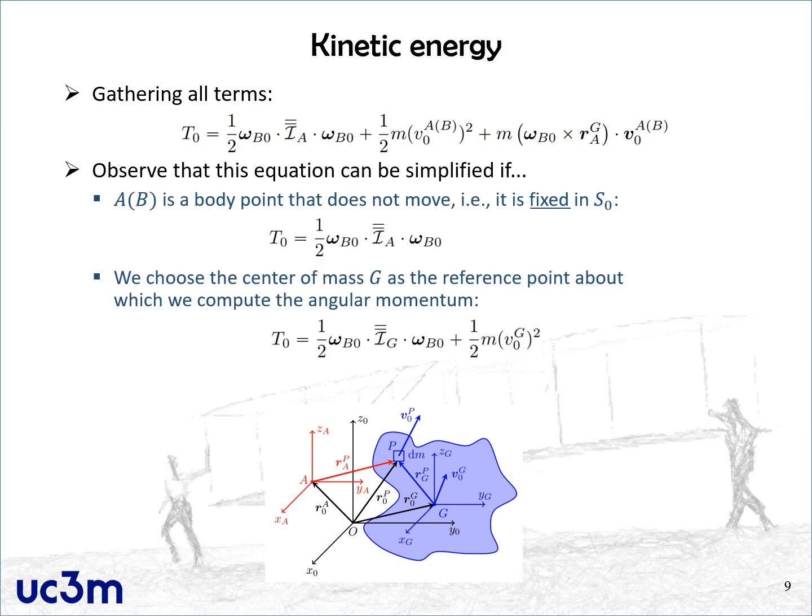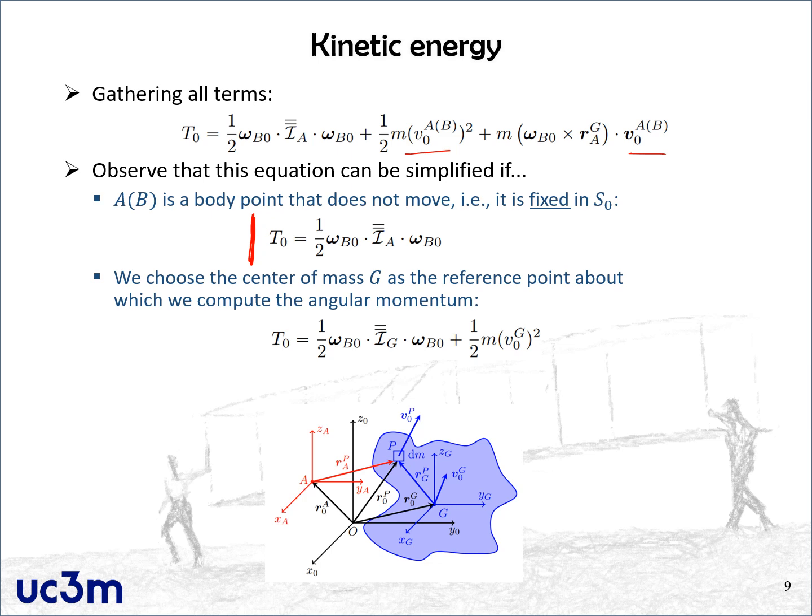So in particular, again, we have the same two possibilities as before. If we choose a point A of the rigid body that is fixed in S0, meaning that its velocity is 0, then this term and this term will be 0. So we just have something very simple. We just have that the kinetic energy is the kinetic energy associated to the rotation about point A, the fixed point A. All right. So whenever there is a fixed point in the rigid body, that is a clear choice.